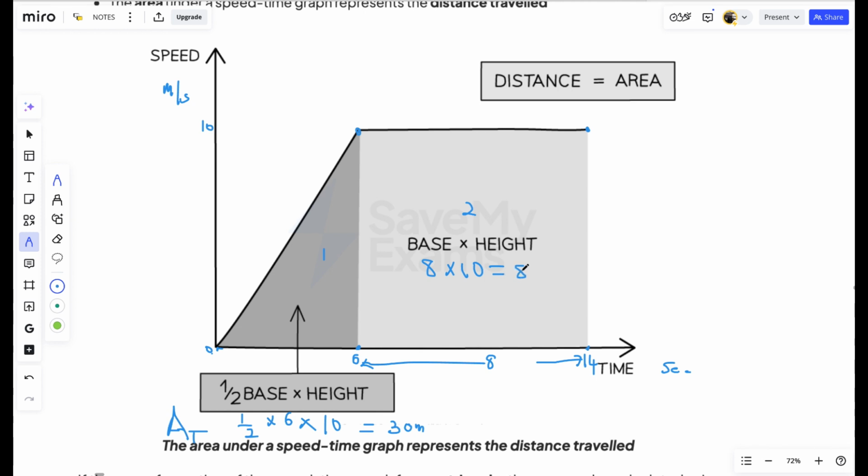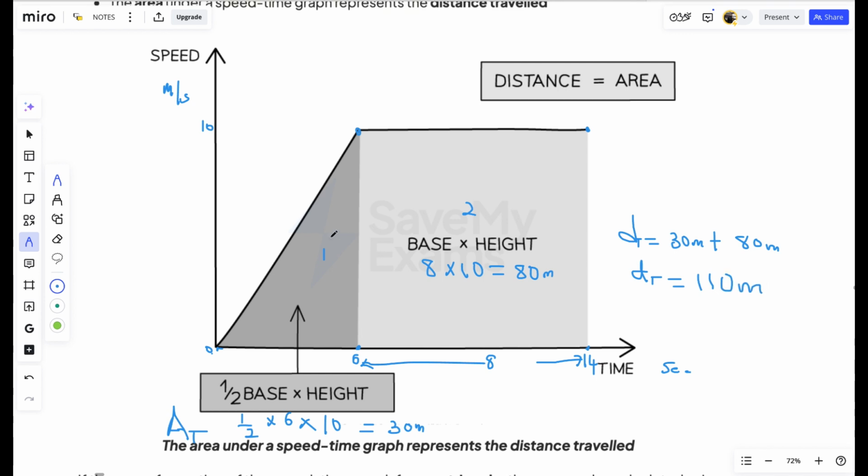So the total distance traveled is the distance traveled within the triangle and the distance traveled within the rectangle added together. The distance we cover within the triangle is 30 meters, plus the distance that the object covers within the rectangle is 80 meters. So we add them together, we get our total distance traveled, which equals 110 meters. The distance traveled by this object is 110 meters.